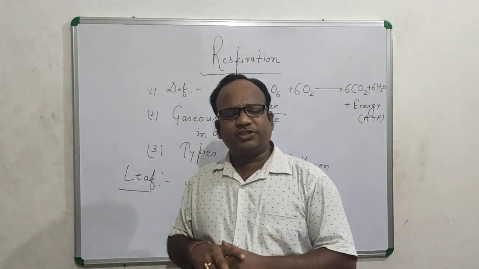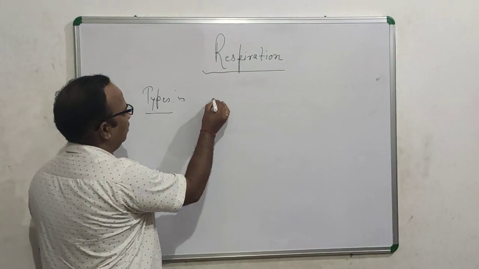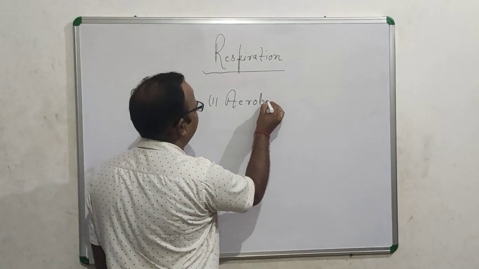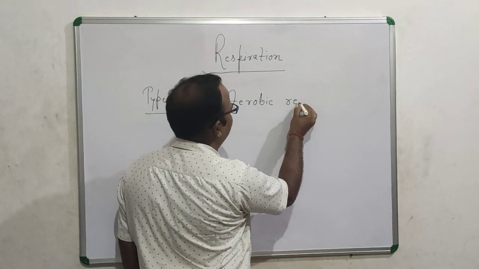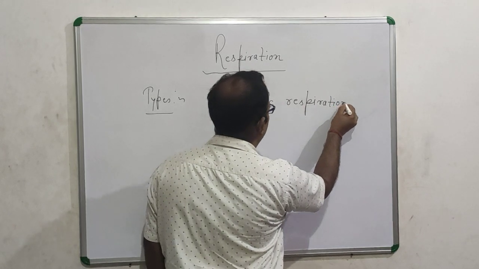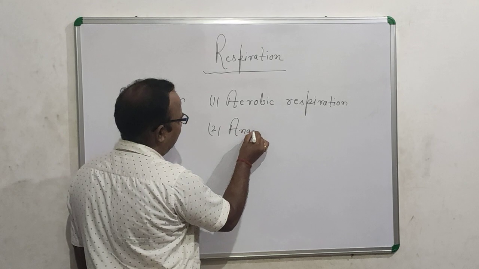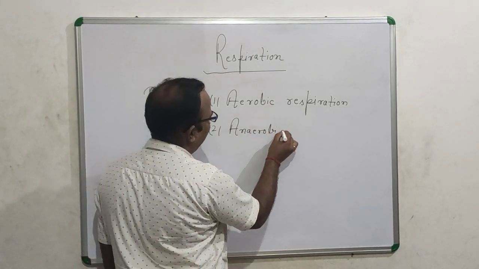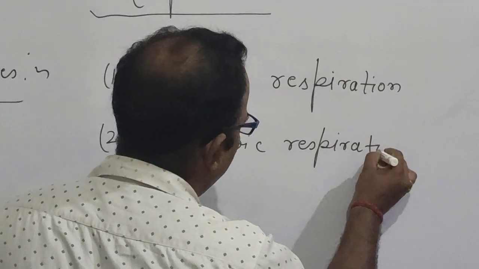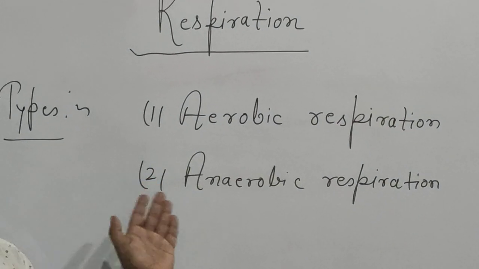Types. First one is aerobic respiration, and the second one is anaerobic respiration. Students, I am going to discuss what the differences are between these two.